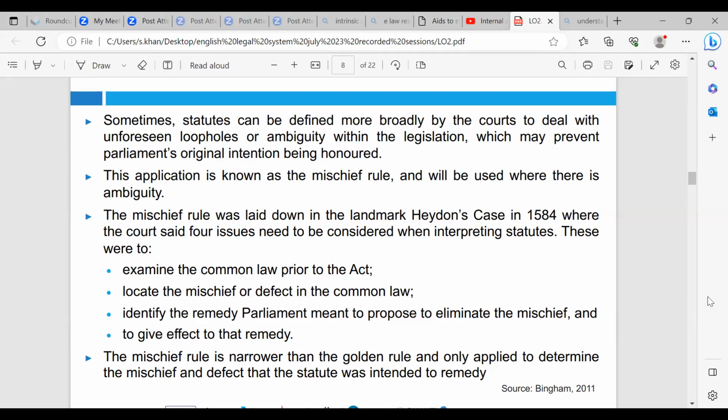The mischief rule was laid down in the landmark case of Heydon's case in 1584, where the court said 4 issues need to be considered when interpreting statutes. These were, firstly, to examine the common law prior to the Act. Secondly, locate the mischief or defect in the common law. Thirdly, to identify the remedy Parliament meant to propose to eliminate the mischief. And fourthly, to give effect to that remedy.